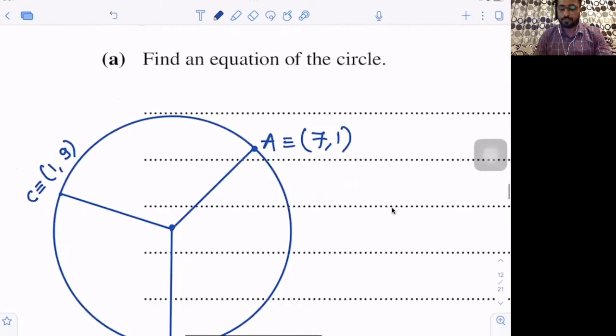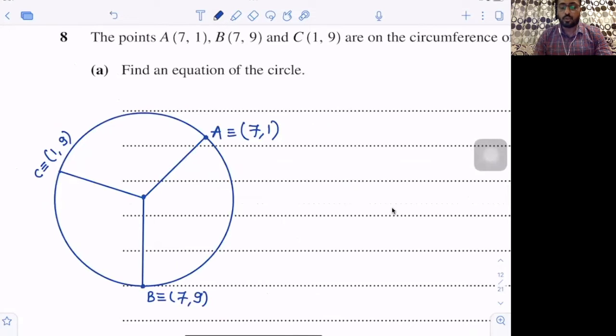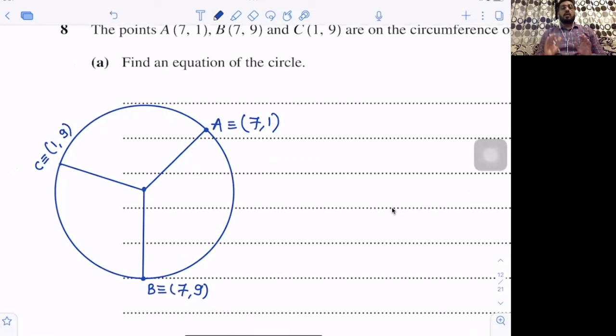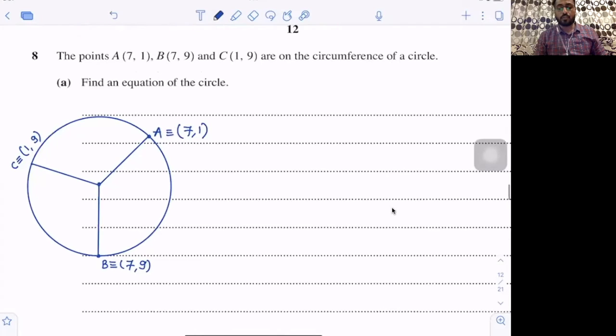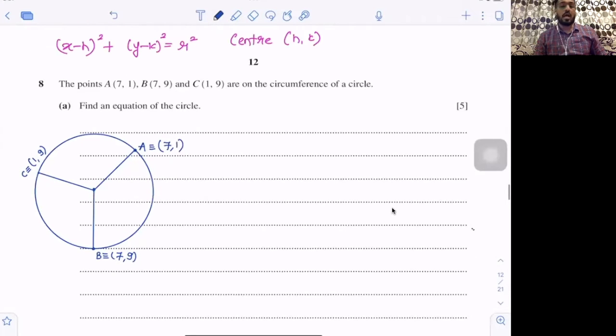You got that? I have taken random positions of the points, students. It is not an exact diagram, but it's an appropriate diagram. To write the equation of the circle, I will need the center of the circle. I do not have the center. I will need the radius of the circle. I do not have the radius also.